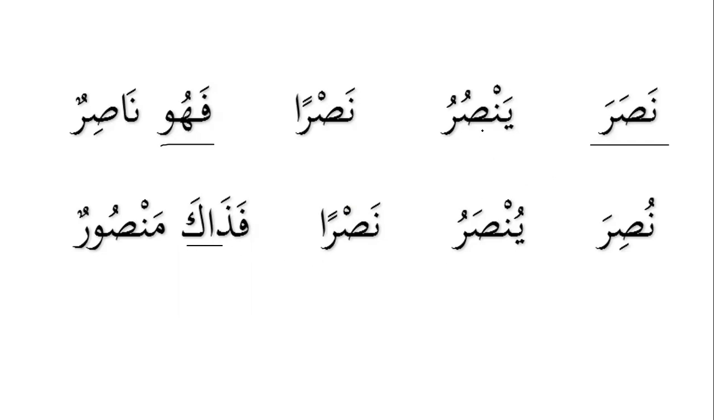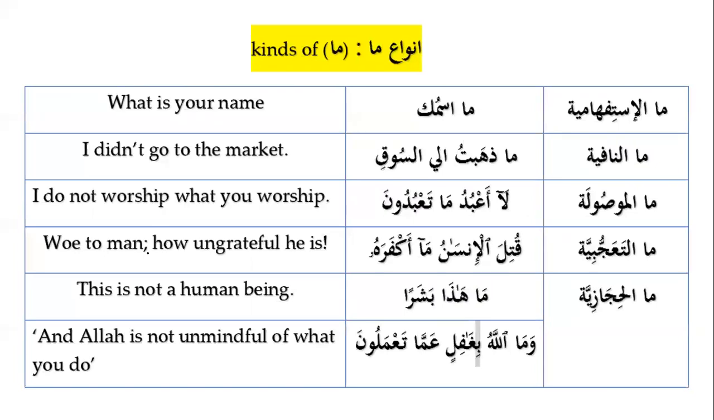Daraba yadribu darban, fahuwa daribun. Duriba yudrabu darban, fadhaka madrubun. Excellent. Madrubun, yes, perfect. So at least we can make these forms. And whatever noun or verb we come across, inshallah, from that verb, we can make these forms. And why are we discussing them? Because we have a new kind of ma today, or harfi ma.